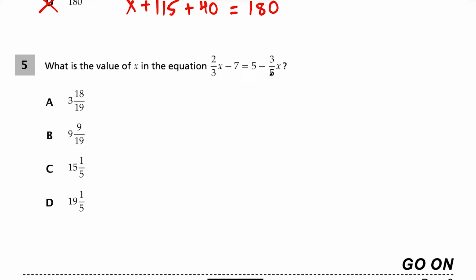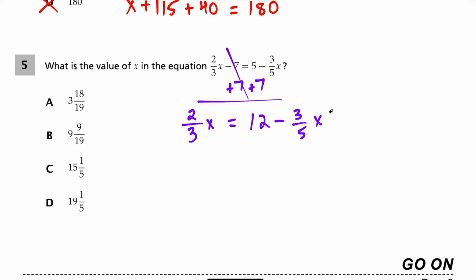So what we want to do is get all of the x terms on one side, and all of the constant terms on the other side. So with this question, we could start off by just doing plus 7 on both sides. And that's going to give us, let's see, we have minus 7 plus 7 canceling. And now on the left side, we have 2/3 x equals 5 plus 7 is 12. And then we have minus 3/5 x.